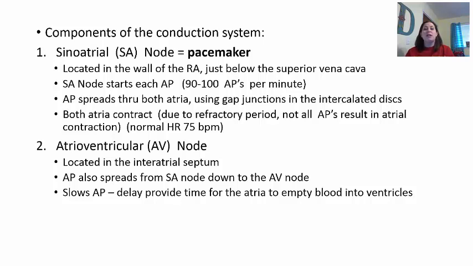Then the SA node is going to communicate with what we call the atrioventricular node. This node is located right where the atria and the ventricles come in contact, in what we call the interatrial septum. Action potentials will also spread from the SA node to the AV node, and the AV node is going to slow down this action potential. This slowing allows the atria to fully contract before the ventricles get the message to contract. So there's a delay that gives the ventricles a chance to be filled with blood, because the atria are emptying their blood into the ventricles.